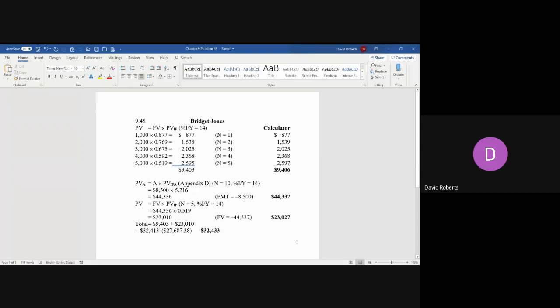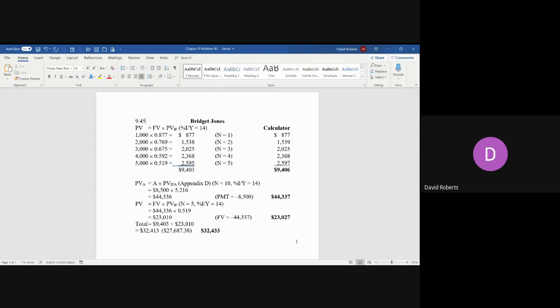Problem number 45 is our most challenging problem in this chapter for a couple of reasons. First of all, you have a series of 5 payments, then you have to bring them back individually. If you have a spreadsheet, it's a little easier, but on your calculator, you have to bring back the $1,000 from year 1 to year 0, the $2,000 from year 2 to year 0, etc.